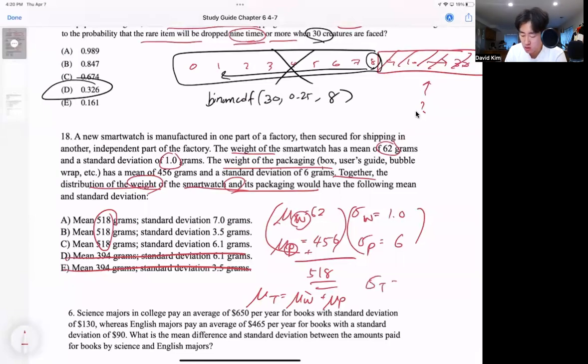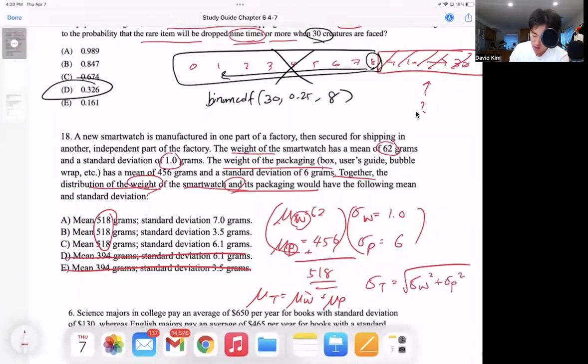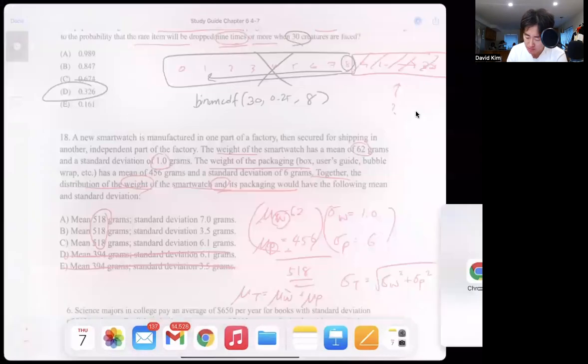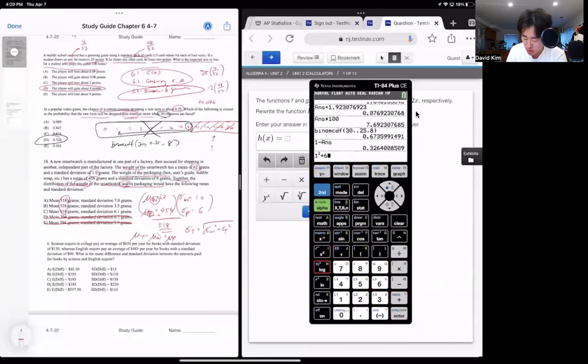And now the standard deviation of the total is a little bit different. It's a square root of the standard deviation of the watch squared plus standard deviation of the packaging squared. And so I'm going to go to my calculator, 1 squared plus 6 squared. And I'm going to square root that number and I get 6.08. So the answer here should be C.